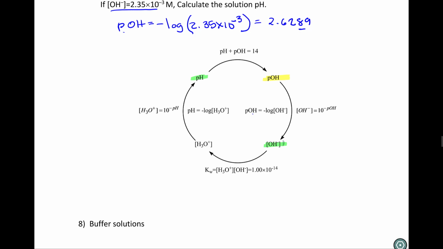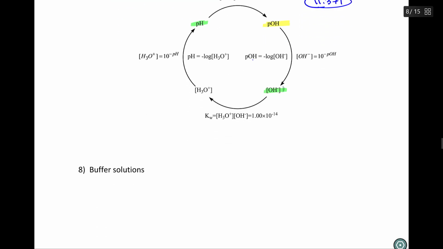And then what we'll need to do is we'll need to say pH is equal to 14 minus pOH. And that becomes 11.371. So there's the pH of a solution whose hydroxide ion concentration is 2.35 times 10 to the minus third.